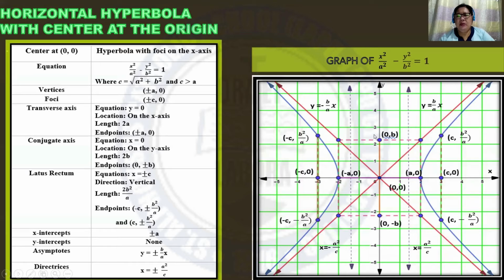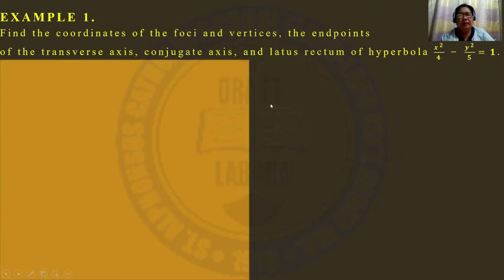And from center to here, that's the value b, so it's 0, b. From here to here, it's 0, negative b. And these are the endpoints of the latus rectum. These are the endpoints. This is the directrix, another directrix. And the intersecting lines are the asymptotes of the hyperbola. Let us have an example.